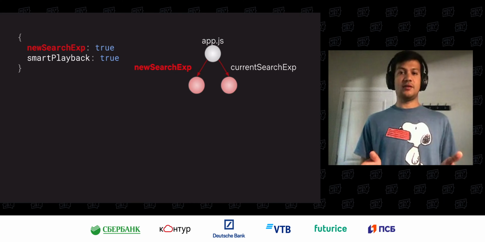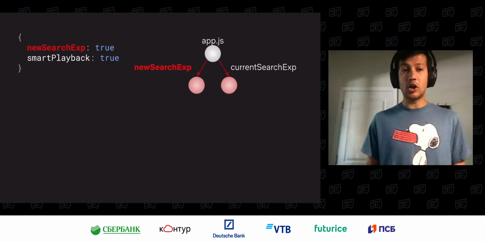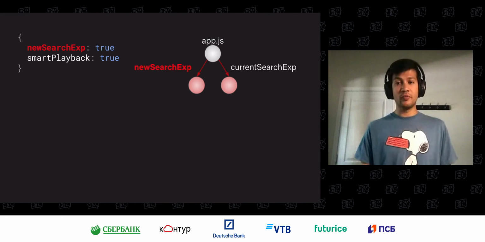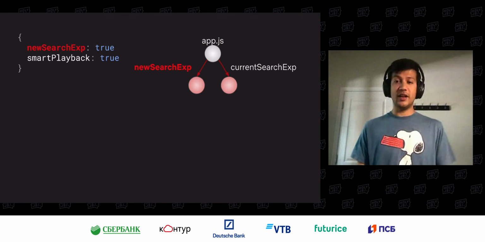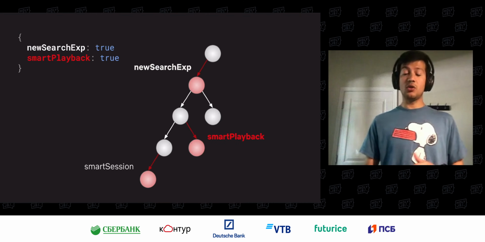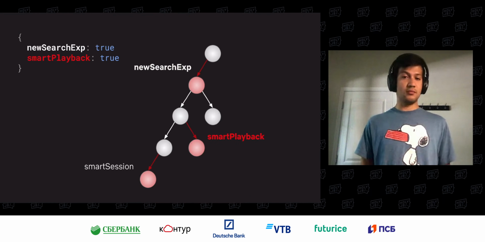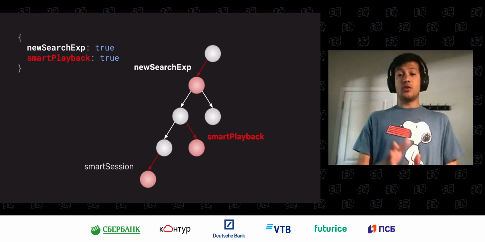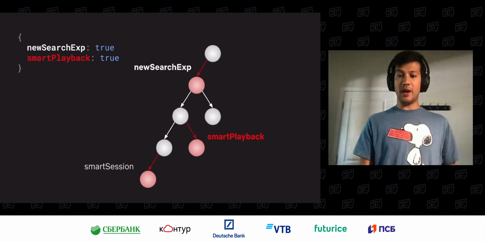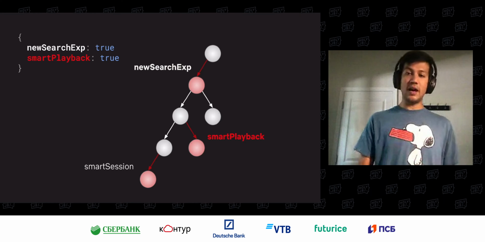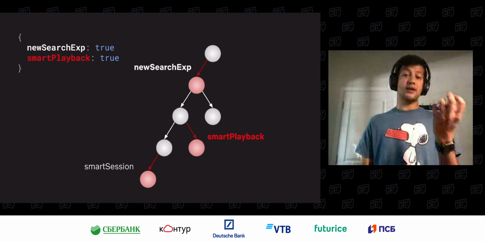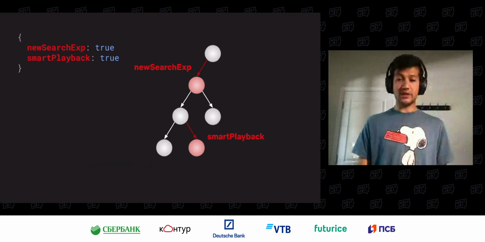In this particular traversal, app.js has already met two dead ends, two edges that are marked as conditional. At this point, the algorithm looks into the bag of options and sees that the new search experience is true. So it can go down that path until it's hit by a new set of conditional edges, or leaf nodes. In this example, it's now stopped at the smart playback edge and the smart session edge. Again, we look back at the bag of options and see that smart playback is true, so we pick that side of the graph while we ignore the smart session.